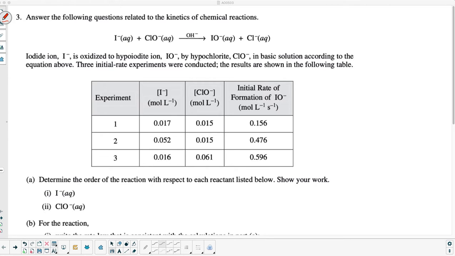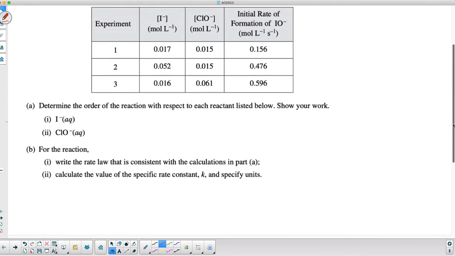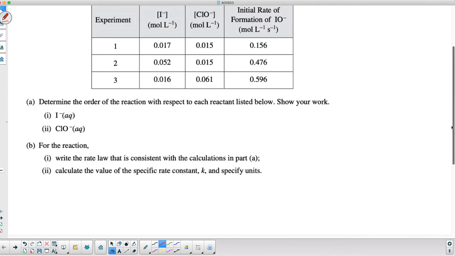It says the iodide ion, I minus, is oxidized to hypoiodide ion, IO minus, by hypochlorite, ClO minus, in a basic solution according to the equation above. Three initial rate experiments were conducted. The results are shown in the following table. Now, we've seen this kind of problem before. We're looking for the reaction order with respect to both I minus and ClO minus.